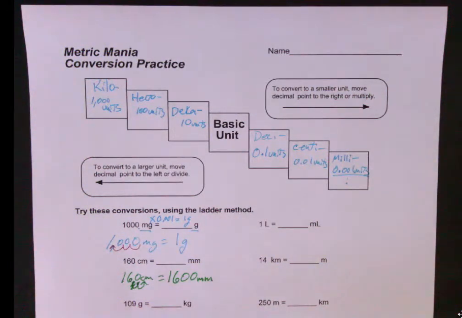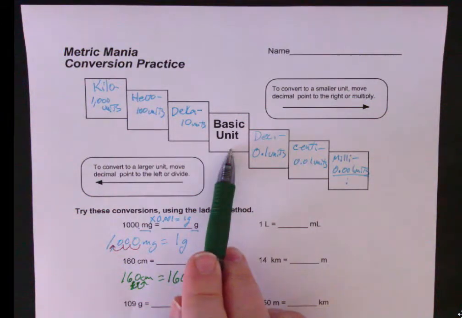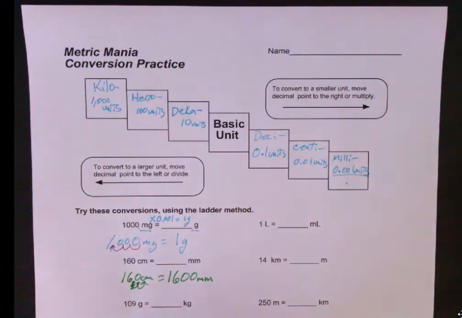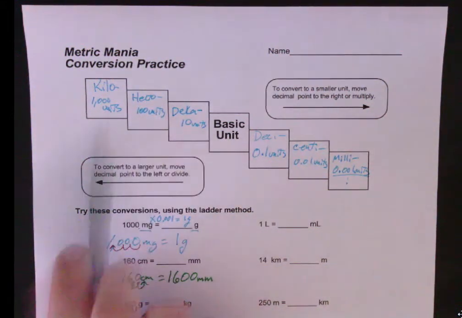If we look down here at the grams, we're going from 109 grams to kilograms. So if you look at our base unit here is grams, we move over 1, 2, 3 spots. So we start here, we go 1, 2, 3 spots, and that's going to give you the 0.109 kilograms. So for each spot we go over, we move the decimal point.